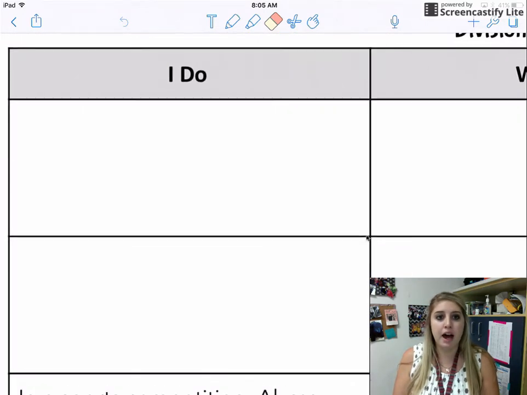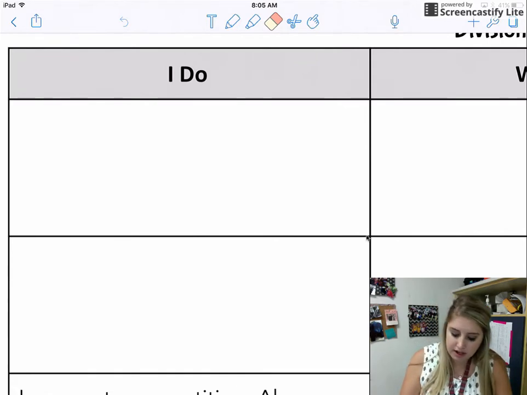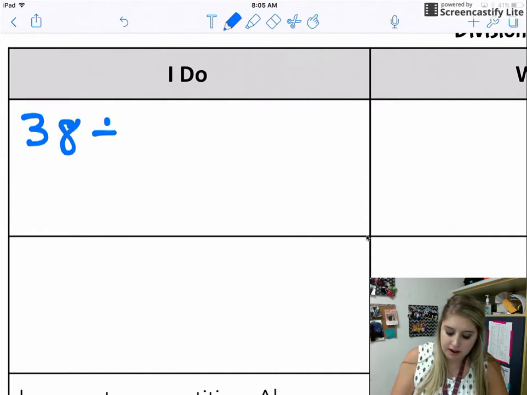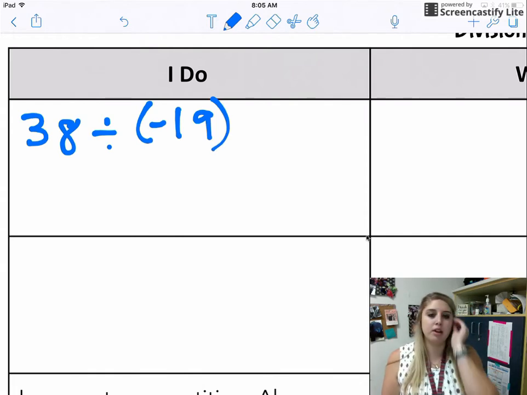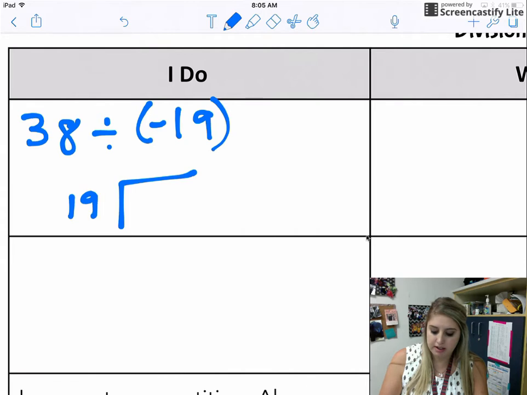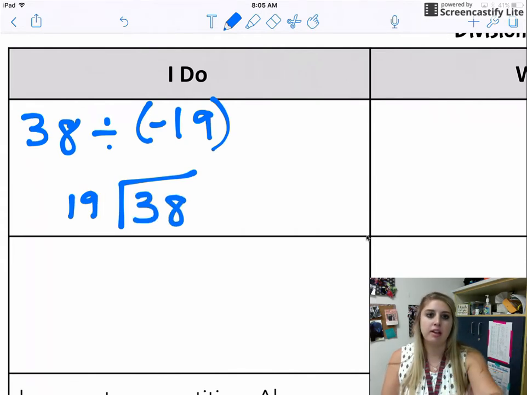I want you to be in the I do column on this side. And the first problem that I want you to try is 38 divided by negative 19. Now I'm going to help you through this, okay? So 38 divided by negative 19. First thing we got to do is do this old school. Let's break this down. 19, 38. That first number goes inside the house. The second number goes outside the house. And now we're going to divide.